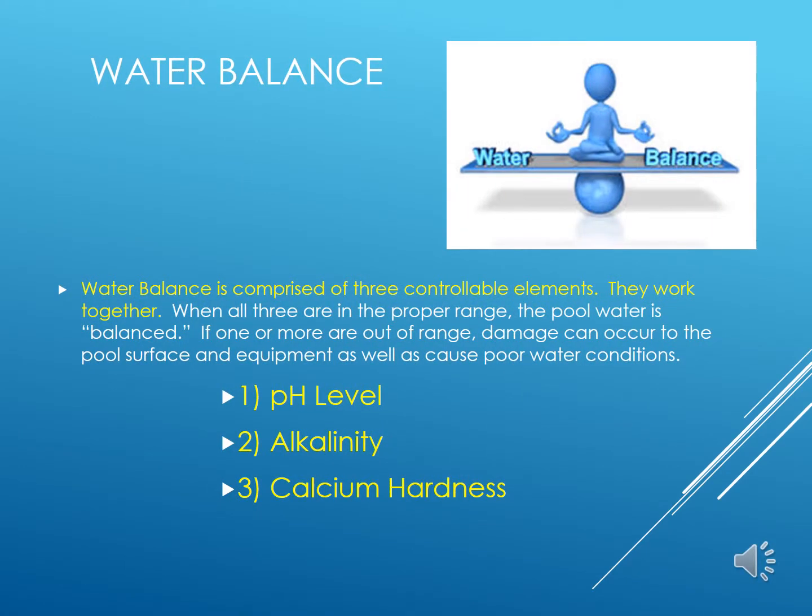Water balance is the key to having clear, clean water. There are three controllable elements in water balance: pH level, alkalinity level, and calcium hardness. When all three are in the proper range, the pool water is said to be balanced. If one or more are out of range, damage can occur to the pool surface, to the pool equipment, and also cause very poor water conditions. Later on, we will talk about chlorine and stabilizer as well.